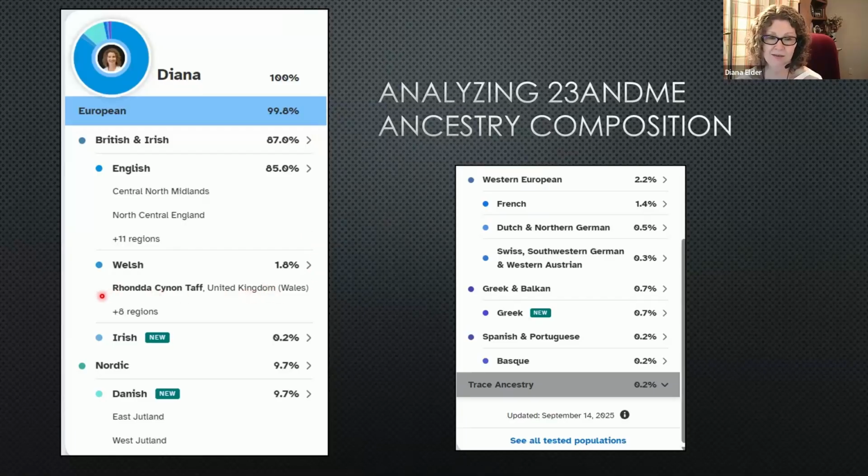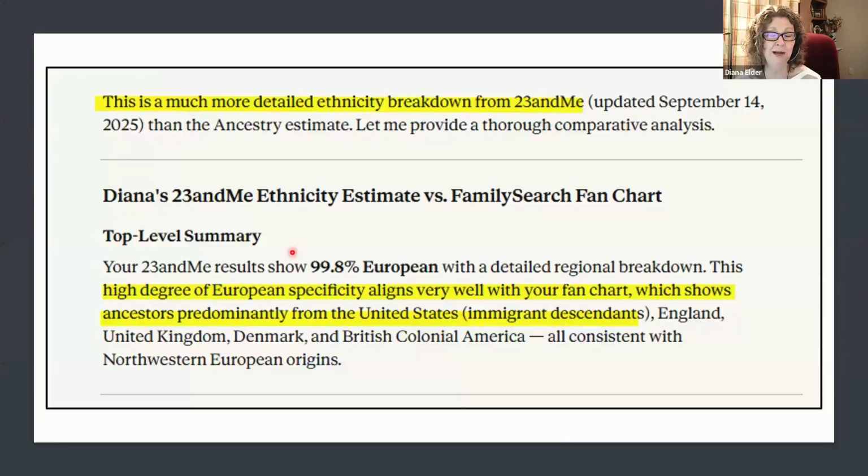So I get this broken down, and there is that Welsh again. And this is a specific little townland or an area, the Rhondda Cynon Taf, or however we say that. A little bit of Irish. There's that Nordic. Again, some Western European, and then some odd ones, Greek, Spanish, Basque. Super curious to see what AI is going to say about all of this. So right away, it noticed that this is a much more detailed ethnicity breakdown from 23andMe than the Ancestry estimate. And I agreed with that.